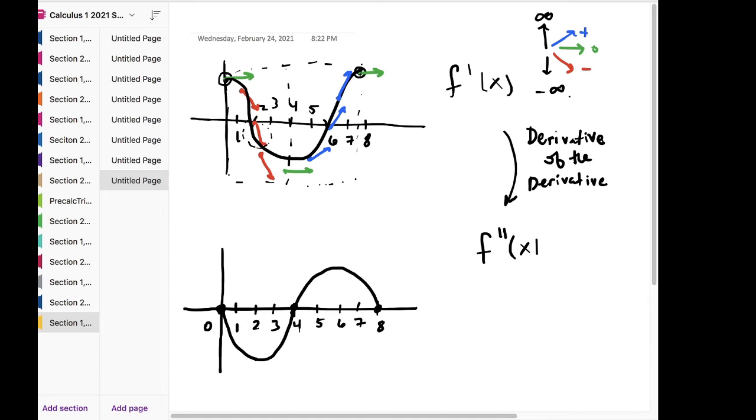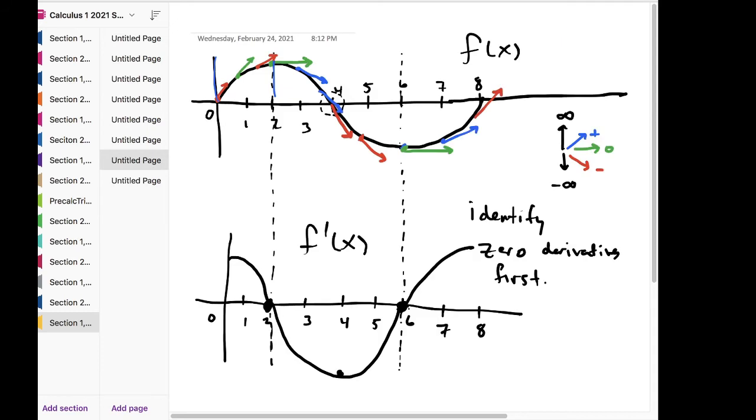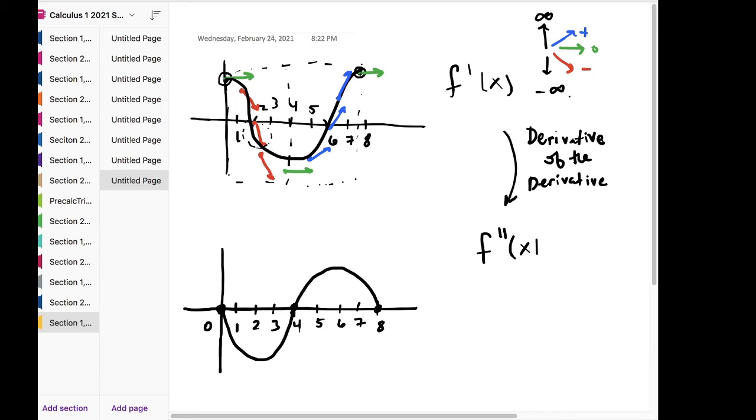Anyone know what this function looks like? This one was sine, right? Right, it's negative sine. It just looks like the flipped version. So we'll do that. We'll show why the derivative of cosine is negative sine.